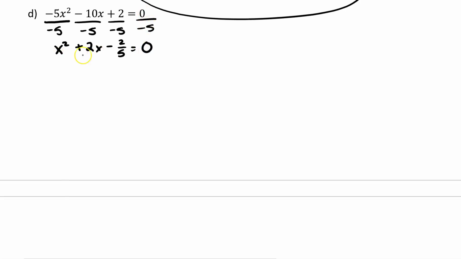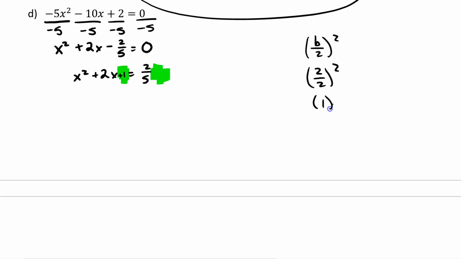So we're going to isolate the terms with the x's. X squared plus 2x equals, add 2 over 5 to both sides, 2 over 5. Done. I'm going to see what number I can add to both sides so that my left-hand side is a perfect square trinomial. So I'm going to say that that is going to be +1. Why? Because I have b over 2 squared. My b is 2, divided by 2 squared, which is 1 squared. Remember, I want this form, which is just 1. So I need to add 1 to both sides.